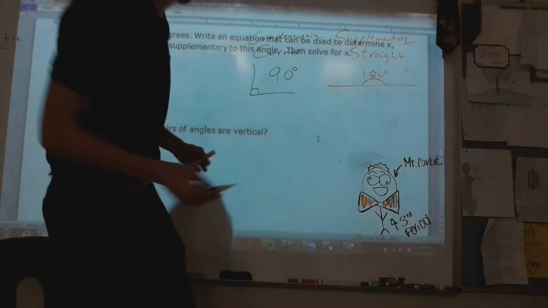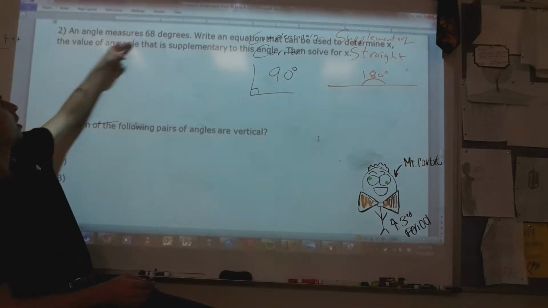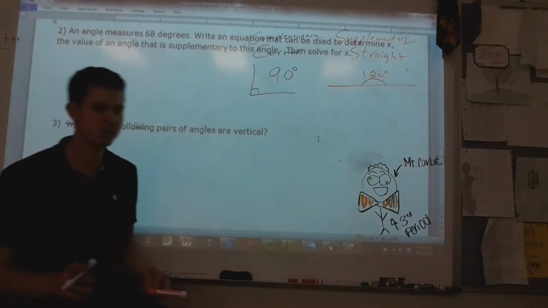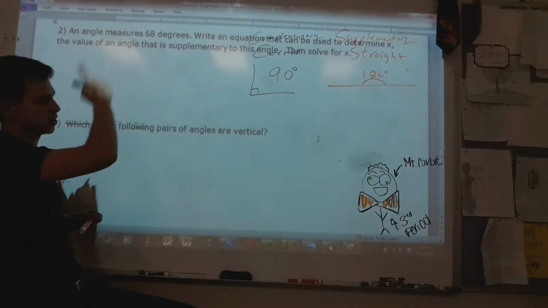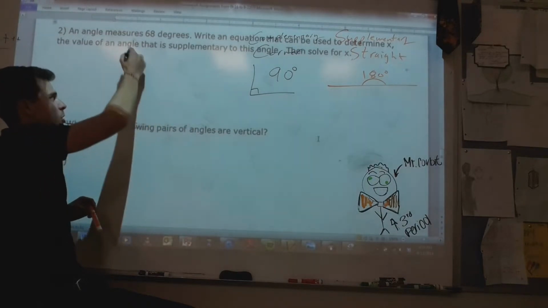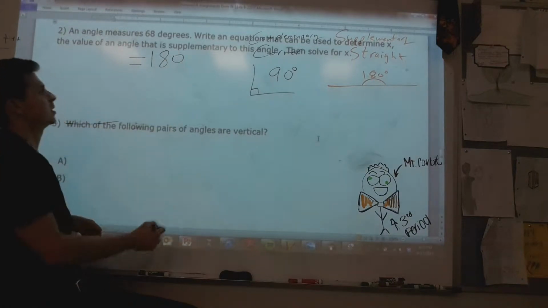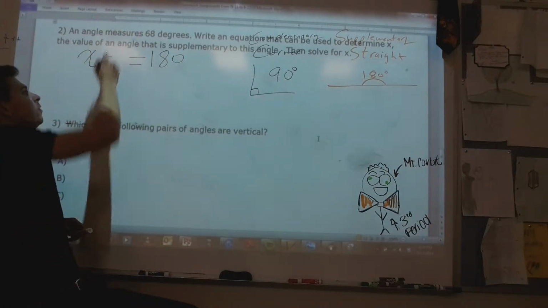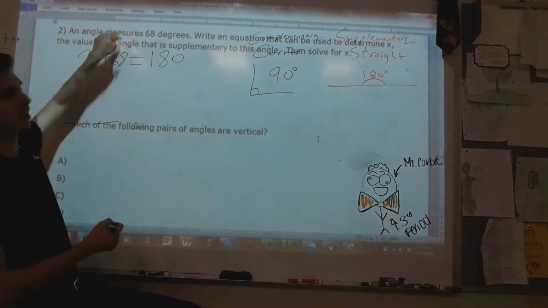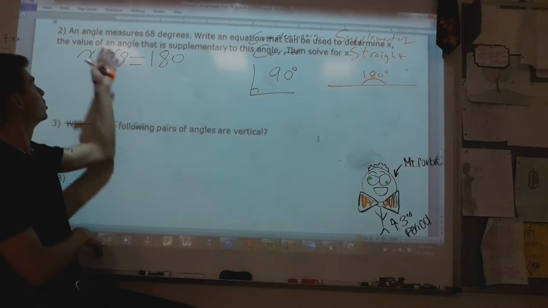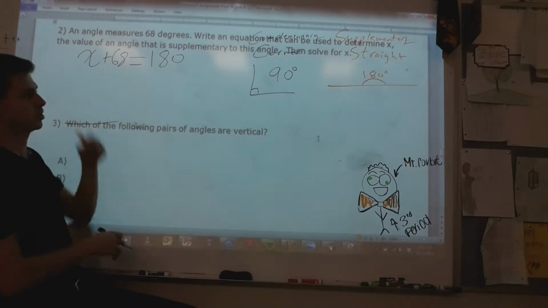An angle measures 68 degrees. Write an equation that can be used to determine x, the value of an angle that is supplementary to this angle. Then solve for x. So we have one angle that is 68, and we're trying to solve for x, and we're trying to find its supplement. So the supplementary angles, I know, add up to 180 degrees, and we're trying to solve for x, and one of the angles is given as 68. So boom, there I just answered the first part of the question, which is write an equation that will allow us to solve for x.